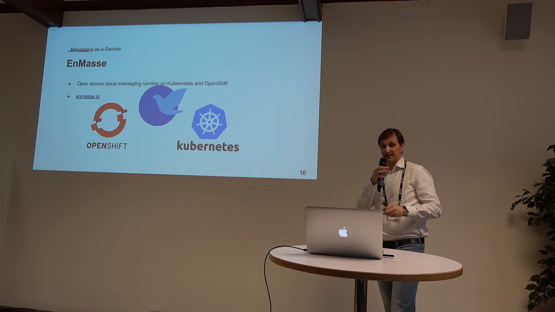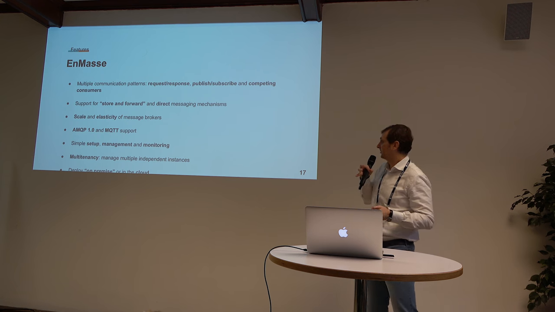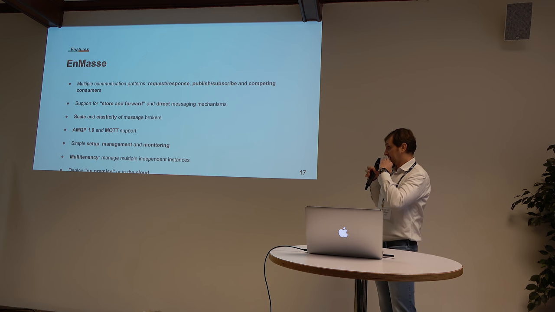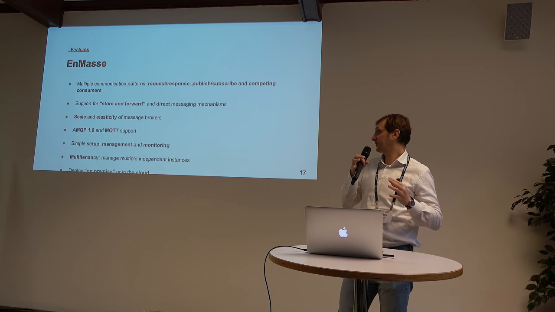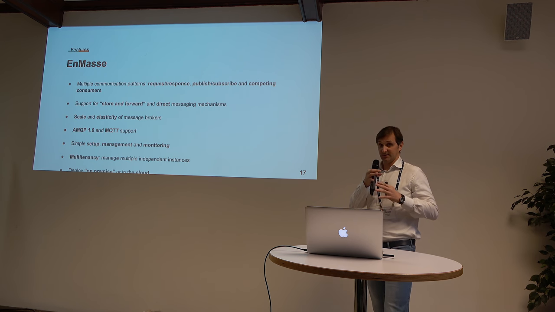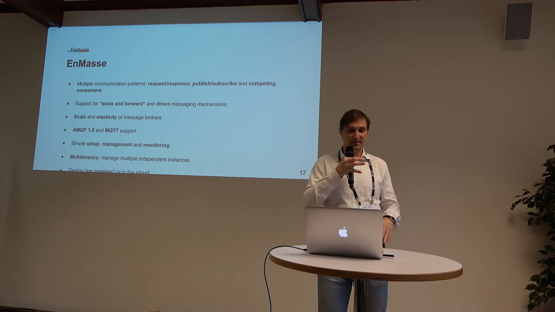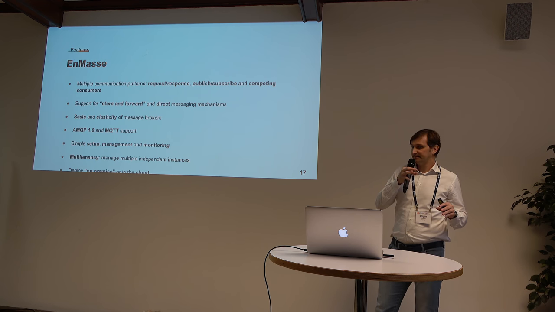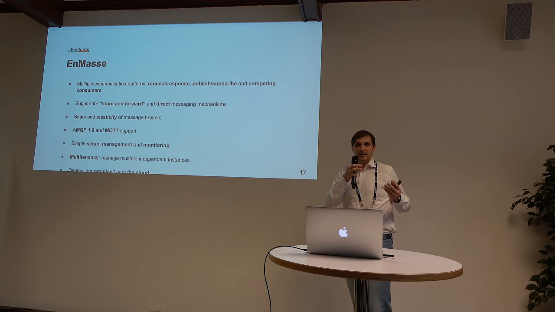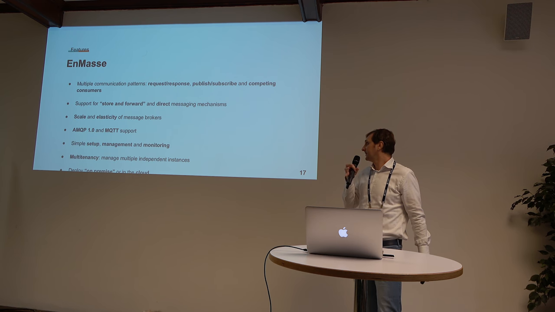So EnMasse is built on these principles, and it's built to run inside of OpenShift and Kubernetes. My slide's a little bit messed up, but what I want to achieve with it is basically to create an open source messaging platform, and open source in terms of using open source and open standards. So it's AMQP 1.0, and we also want to support MQTT by itself. We want to support all these communication patterns. We want it to be easy to scale, deploy and manage a platform like this, which are some of the no-brainer requirements for a platform like this.